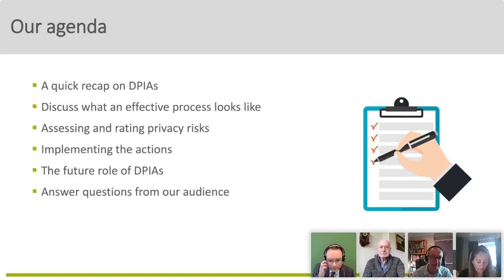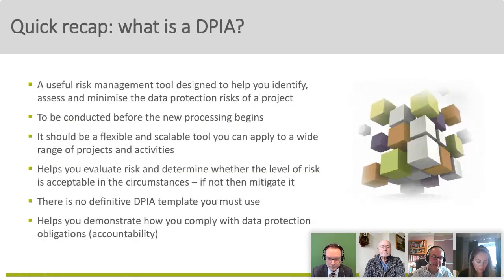Great, thanks, Robert. Yeah. So if you can just click the next button for me, Robert. Yeah, thank you. We're just going to start with a very quick recap. I'm not going to spend too long on this, but what is a DPIA? Obviously, it's a very useful risk management tool. The aim is to help you to identify, assess and minimize any data protection risks that you identify in a project, on a new process or a service.